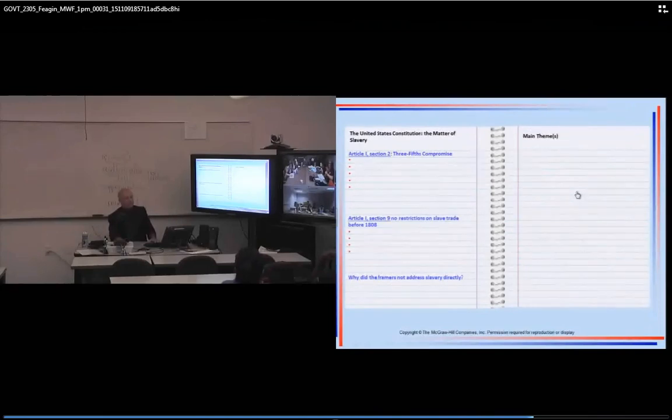On the facing page, leave the facing page in your notebook blank. And then after class is over and you've gone back and tried to fill in all the details in your notes, take a moment, pause, and think about it. What are the main themes that we're getting out of this chunk of material?